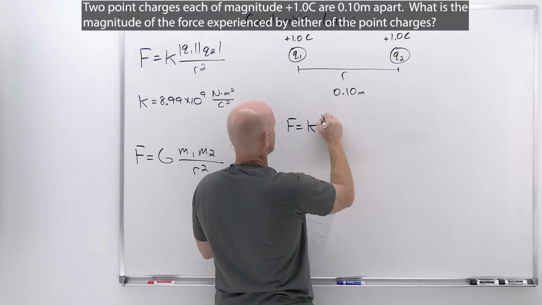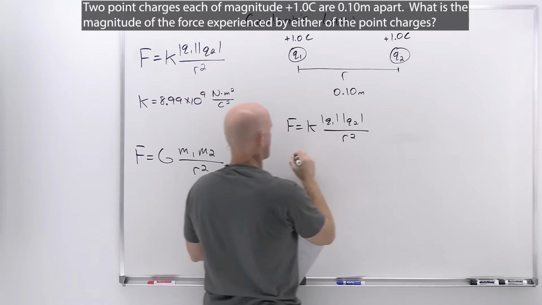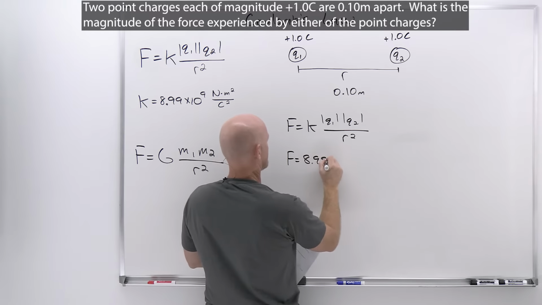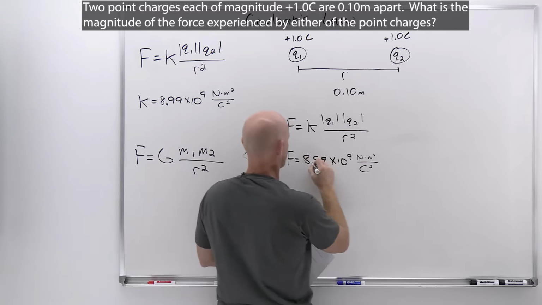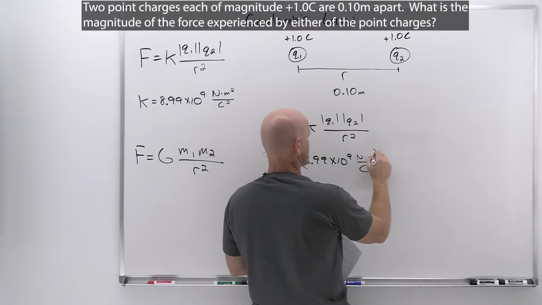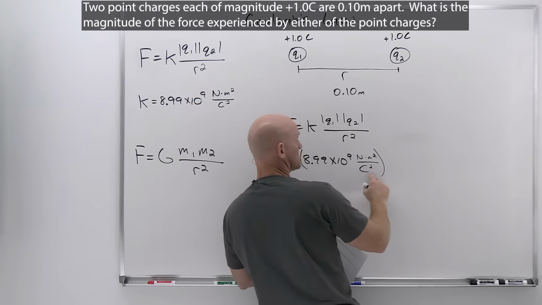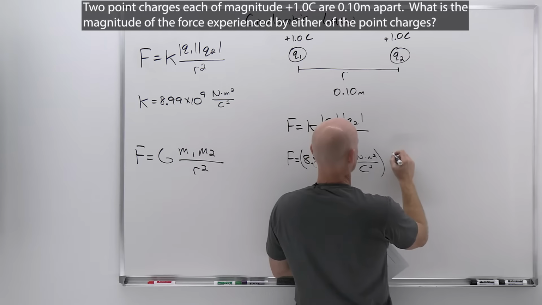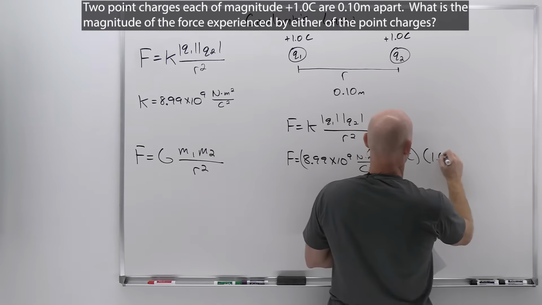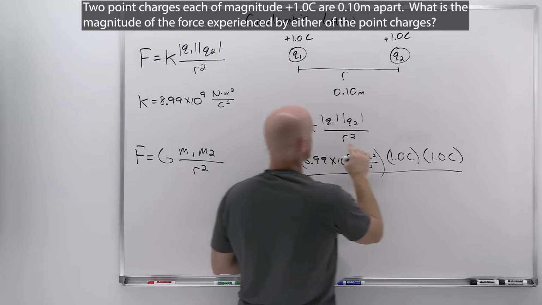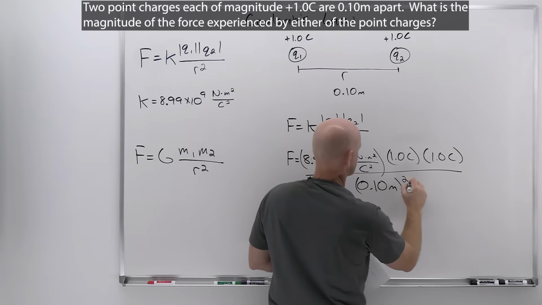F equals K, again, times the magnitude of Q1 times the magnitude of Q2, all over R squared. K is 8.99 times 10 to the ninth. And again, that's newton meters squared per coulomb squared. You can see how the math, or at least how the units, are going to work out here. So once we multiply Q1 and Q2, the coulomb squared in this case will cancel. And these were both 1 coulomb. So times 1.0 coulombs times 1.0 coulombs, and then all over the distance of separation squared in SI units of meters, so 0.1 meters. And don't forget to square it.